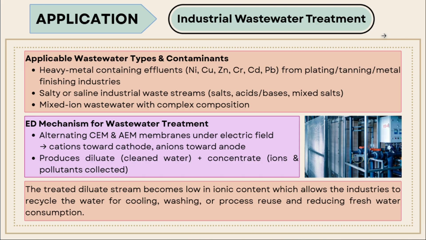Electrodialysis is useful in this situation because it separates ions effectively. When an electric field is applied, cations migrate towards the cathode and pass through the cation exchange membrane, while anions migrate towards the anode and pass through the anion exchange membrane. This movement splits the wastewater into two streams: a diluted stream, which becomes cleaner as ions are removed, and a concentrated stream, where ions and pollutants are collected. The treated diluted stream becomes low in ionic content, which allows industries to recycle the water for cooling, washing, or process reuse, reducing freshwater consumption.